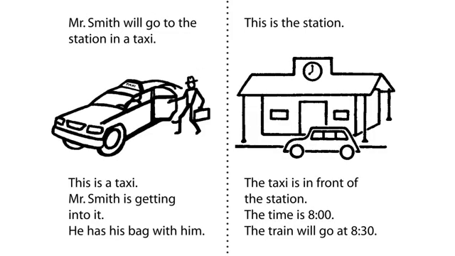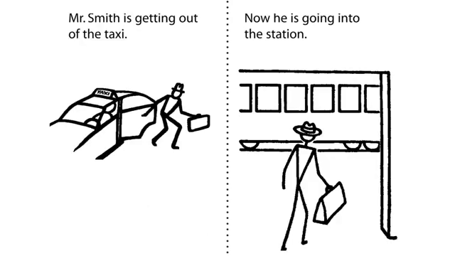Mr. Smith will go to the station in a taxi. This is a taxi. Mr. Smith is getting into it. He has his bag with him. This is the station. The taxi is in front of the station.